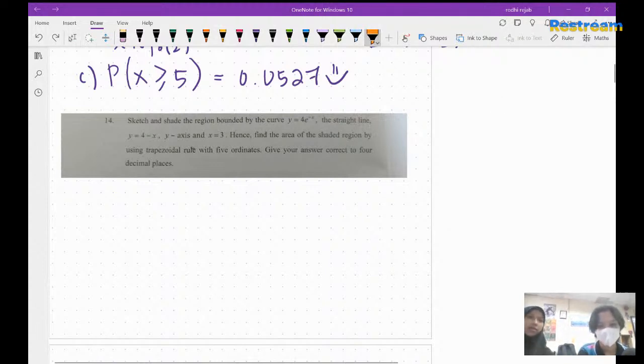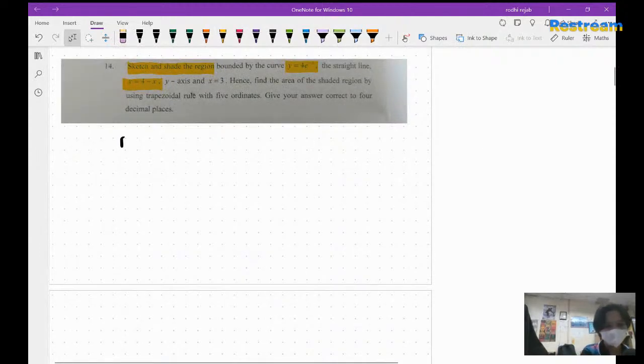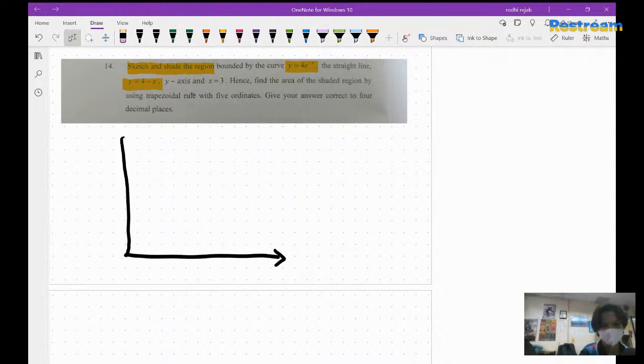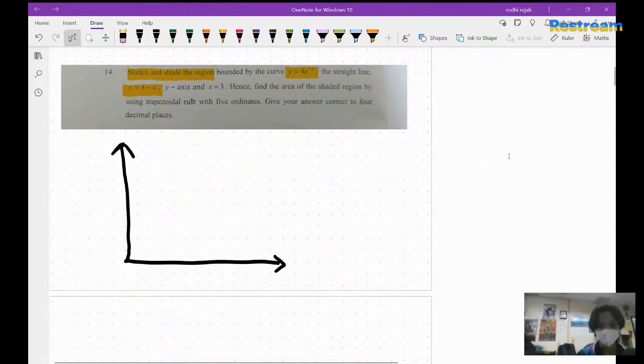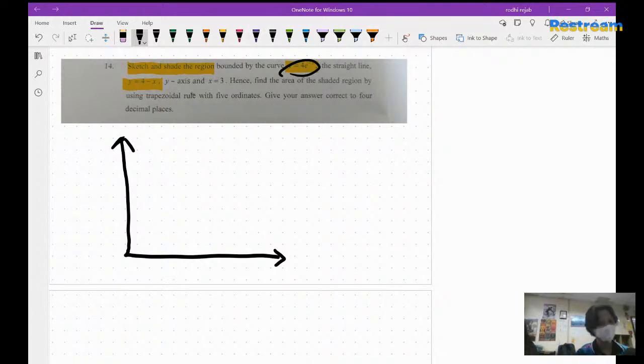The question asks us to sketch and shade the region bounded by the curve y equals 4e^(-x) and y equals 4 minus x. So, jom kita lukis graph. First, graph like this. And then we draw the curve y equals 4e^(-x), I think it should look like this.